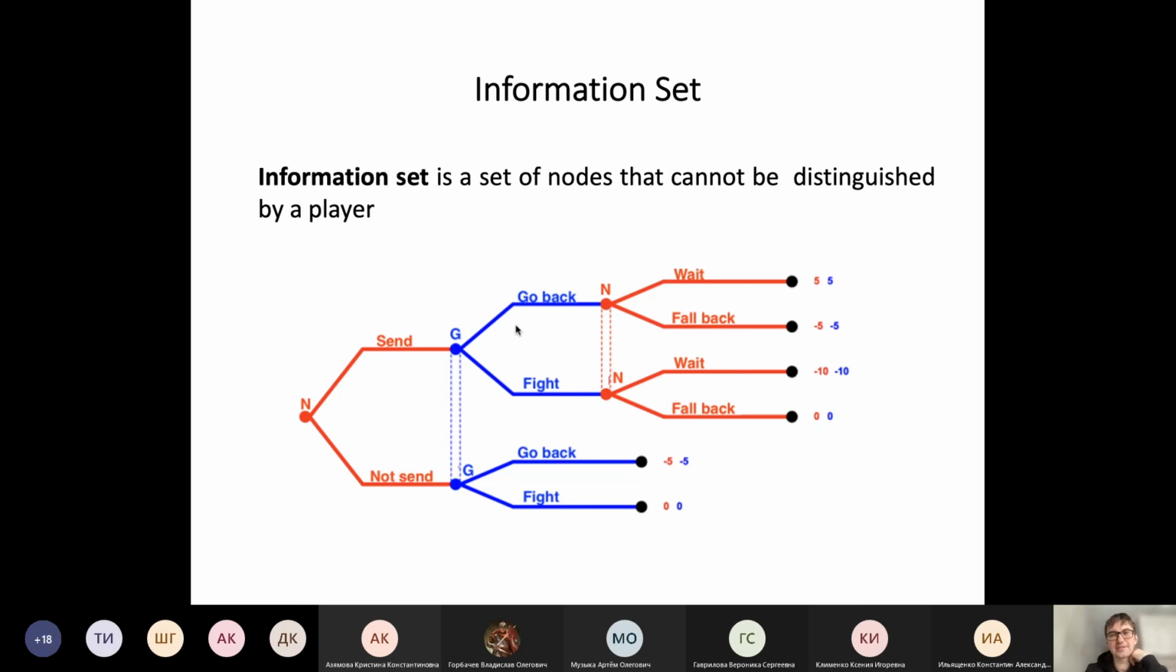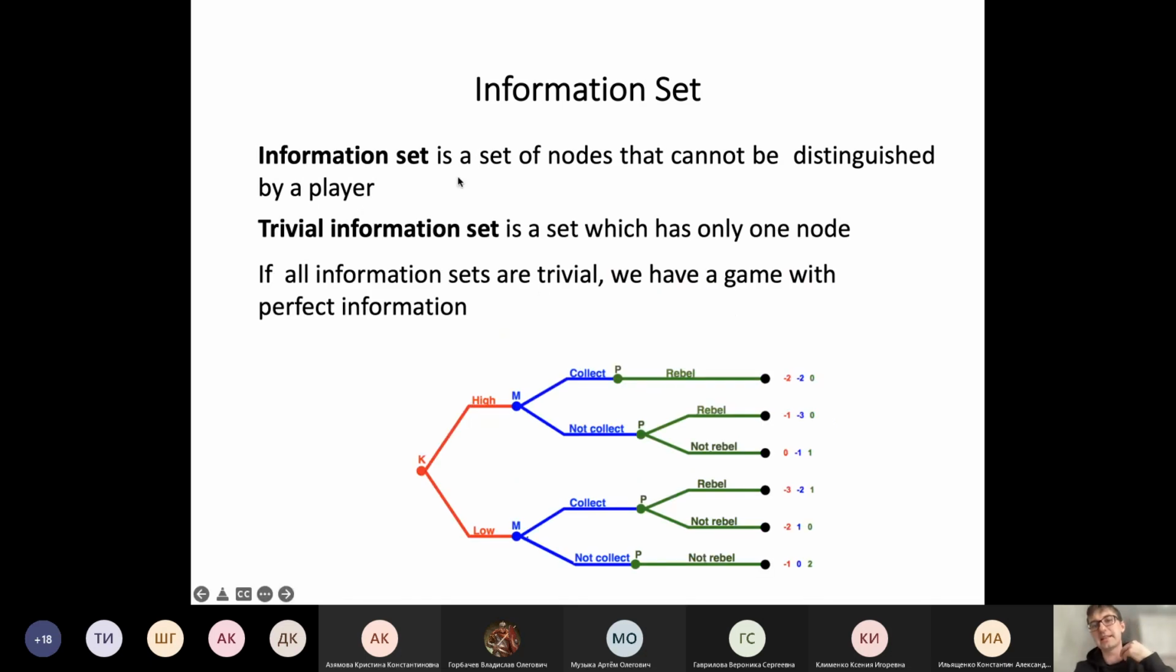Is it clear? Do you have some questions? Because it's really important for you to understand this idea of information set. So why can they not distinguish? Is it clear from this story why they cannot distinguish? Yes, it is clear. Okay, thanks.